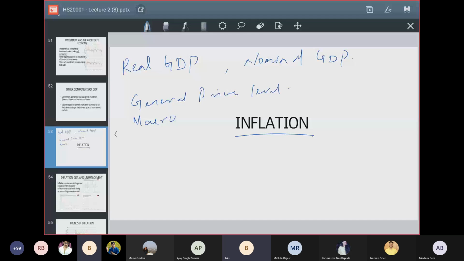If in 2017 the general price level remains, say, 110, then we will say there is no inflation in 2017.